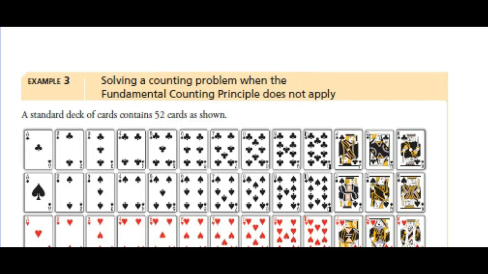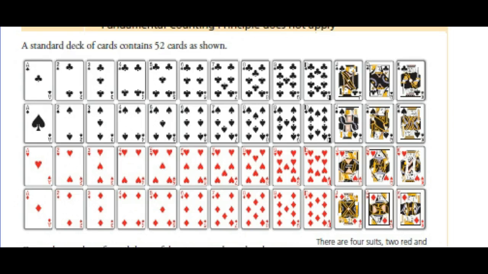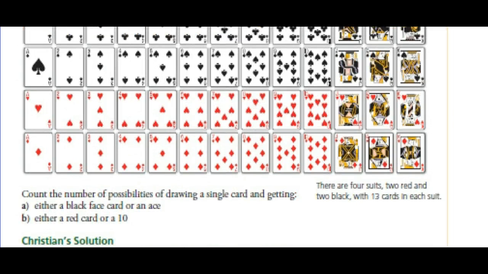So here's a standard deck of 52 cards, right? Now in the cards, we've gone through these before. There are 4 suits: clubs, diamonds, hearts, and spades. 2 are red, hearts and diamonds. 2 are black, clubs and spades. There are 13 cards in each suit. These are called the ranks. They go from ace, 2, 3, dot, dot, dot, jack, queen, king. Count the number of possibilities of drawing a single card and getting either a black face card or an ace.